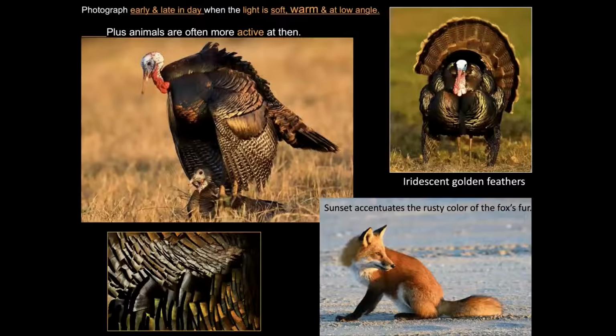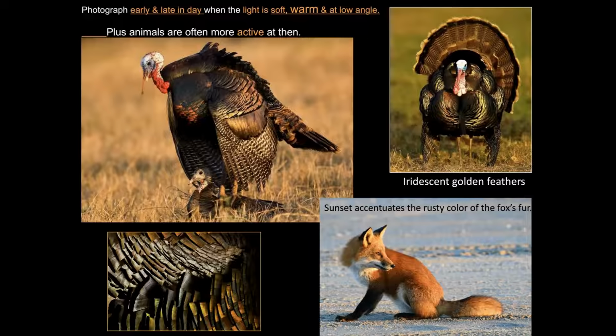I usually try to work early in the morning and late in the afternoon for a couple of reasons. Number one, animals are more active then, but number two, the light is soft. It's warmer. It usually presents an image that's much better than if you have a very overcast sky. For instance, with this Rio Grande turkey, you can see the beautiful iridescent feathers on this turkey in the coppery colors because of that nice warm light from the sun.